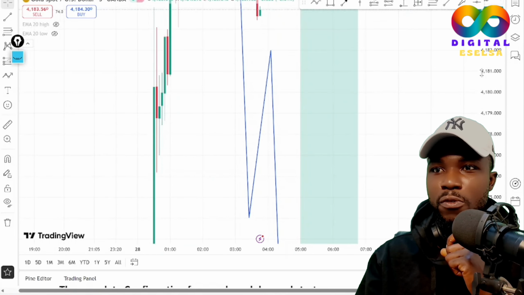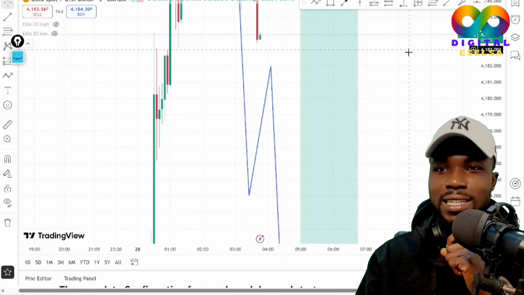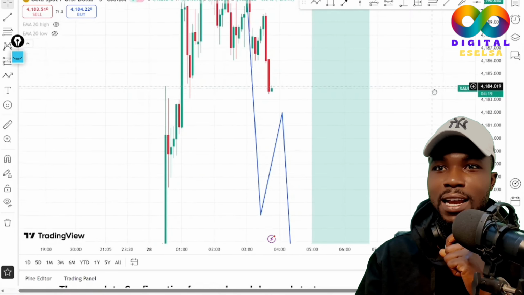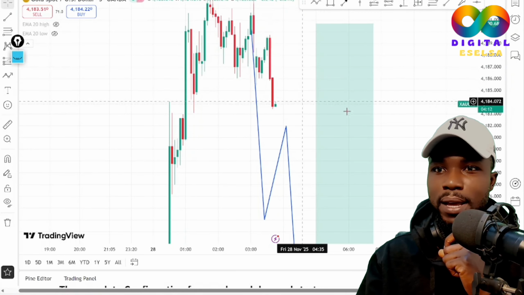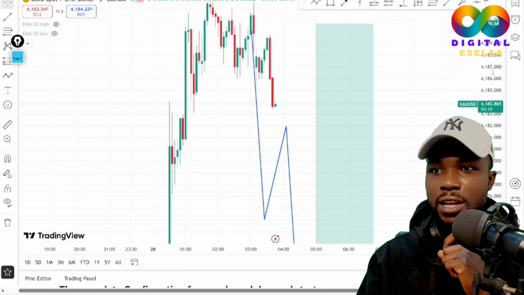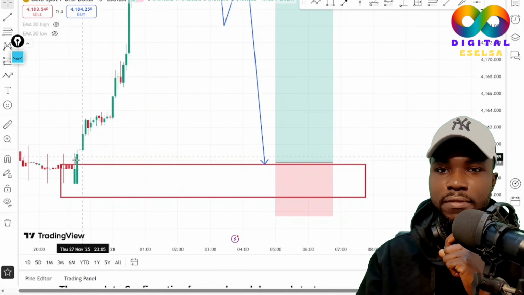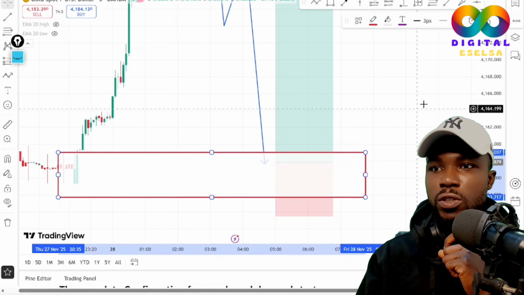And when this type of move occurs from a particular zone, that means the institutions, the big boys, the big banks, were the ones that actually took trades from that area. And those areas are areas of interest, or areas of value, where price will likely come back again because of the sharp move that took place from there previously. And so I marked out that area. This is a valid demand zone where we'll be looking for buy opportunities.